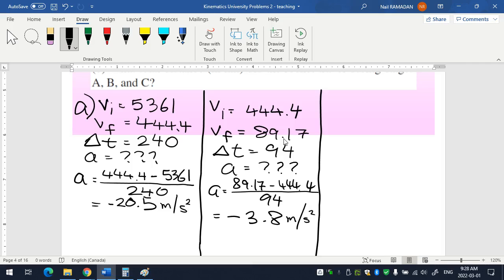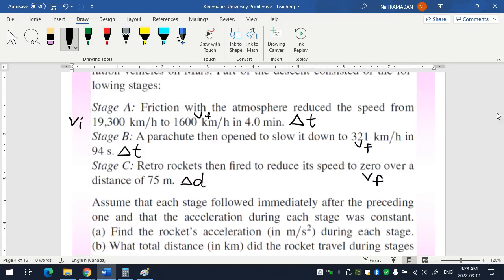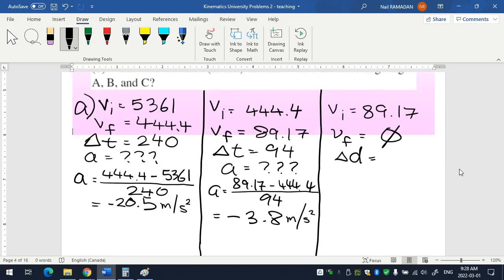And for the last stage, my VI becomes the VF from here. Each one picks up. What's the V final for the last stage? 0. It came to a stop. Pure 0. And we're given distance apparently. How much distance they take to stop? 75 meters. Again, 2 sig figs as well. Acceleration.